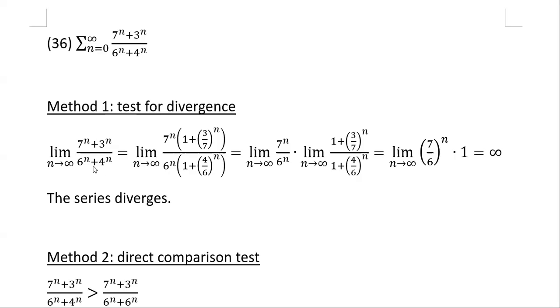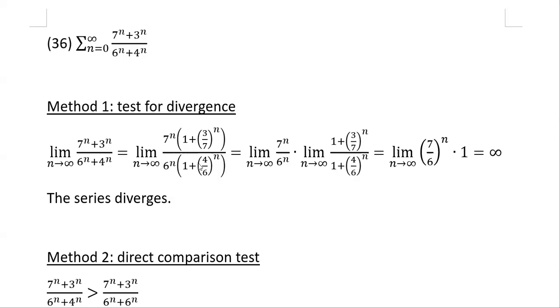The hard part for using the test for divergence is you can't really use L'Hopital's rule here, because imagine you keep taking derivatives. Things will never go away. So you've got to use a different technique to evaluate this limit, which is the following. You can factor out a 7 to the n on the top and a 6 to the n on the bottom. It becomes like this, and that's just properties of exponents. You've got to know your algebra.